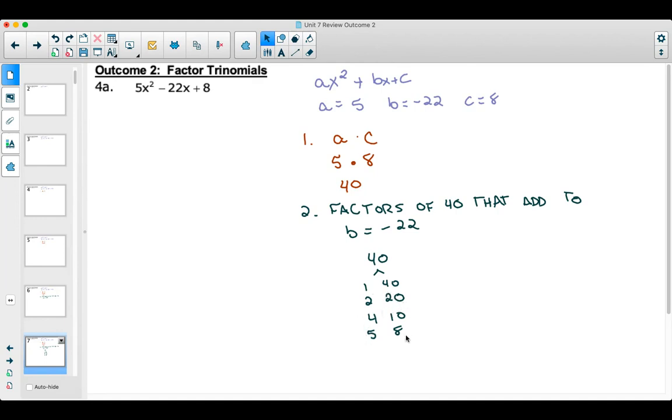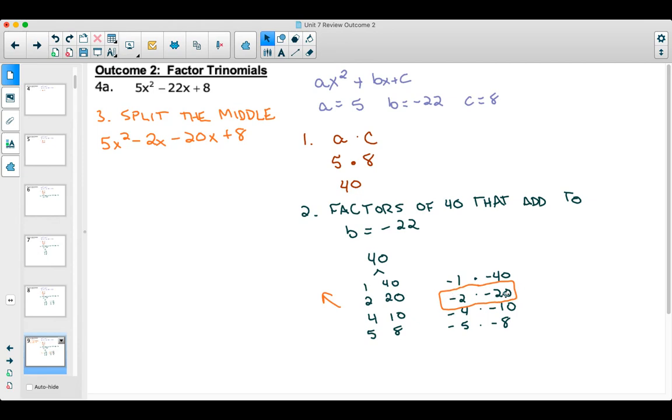Now, you might notice that none of these add up to a negative. If I add those together, those are not negative. So what we need to do is find the negative factors. The negative factors, if you remember, negative times a negative is a positive. So those would work as well. So we have negative 1 and negative 40, negative 2 and negative 20, negative 4 and negative 10, negative 5 and negative 8. Negative 2 and negative 20 add up to negative 22. So those are the factors that we were looking for.